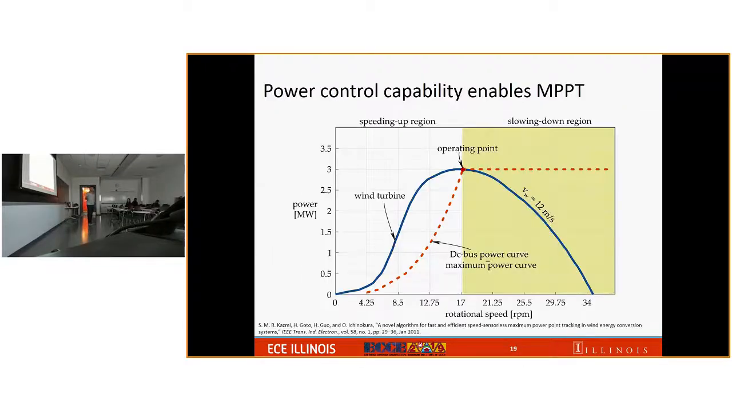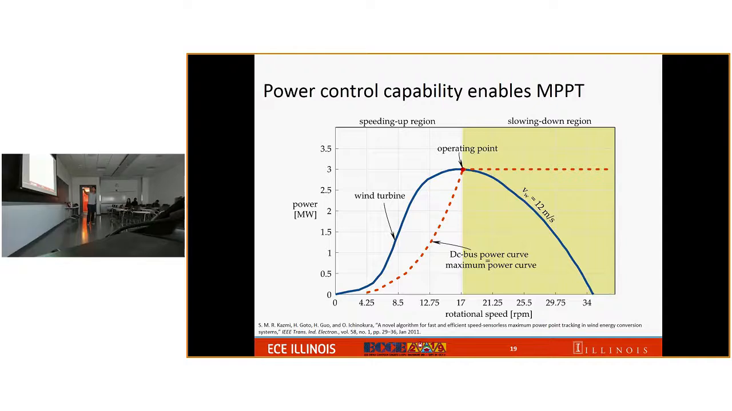This is an illustration. If you have a wind turbine and the wind speed is fixed, the mechanical output power of the wind turbine will follow the blue curve here. So if you control the DC bus power to follow the dashed orange curve like I drew on this side, the claim is the wind turbine will automatically operate at the maximum power point. This is the reason why.